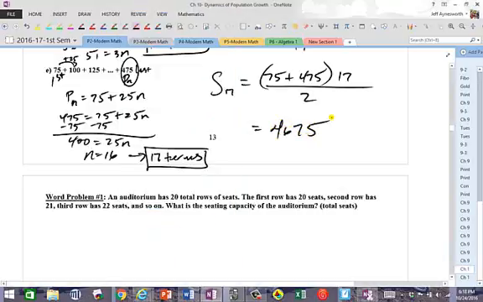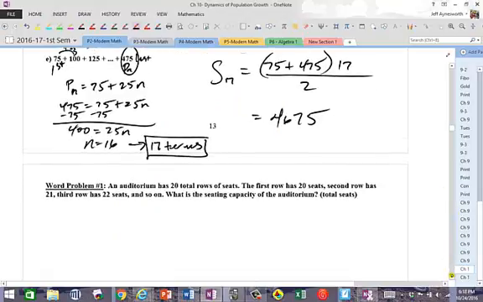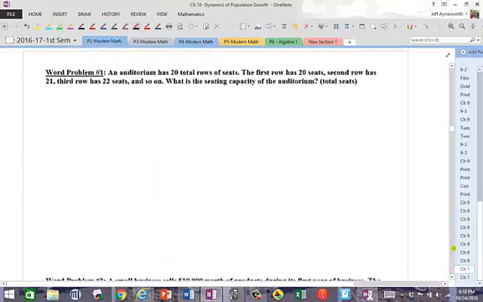Okay, now that is the basics. Now let's handle 2 word problems and then we'll be finished, because you have to be able to apply it to a real problem. So here's one. An auditorium has 20 rows of seats. The first row has 20 seats, the second row has 21, the third row has 22, and so on. What is the seating capacity?